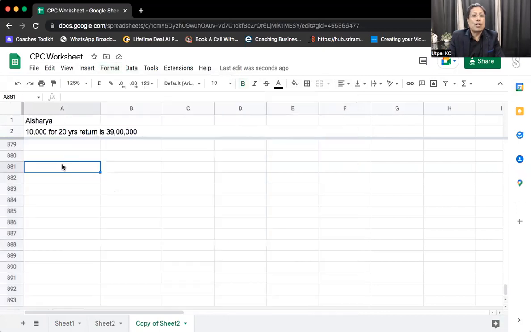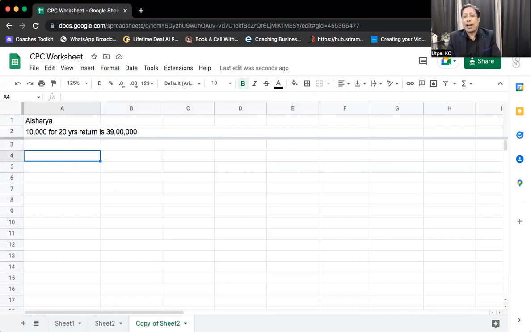Okay, so 10,000 for 20 years, return is 39 lakhs. 10,000 rupees per year. Aishwarya, am I right? But not in a group, in this form. Tanmay, in this form. Okay, in a form you have done. Okay, fine. Now you tell me, Aishwarya, you need to be with me.